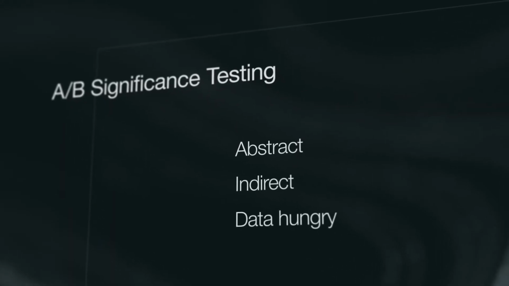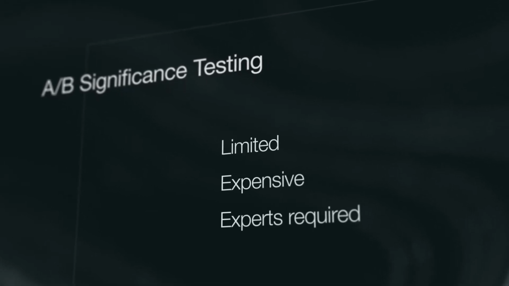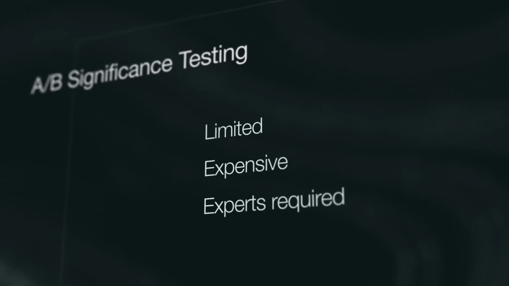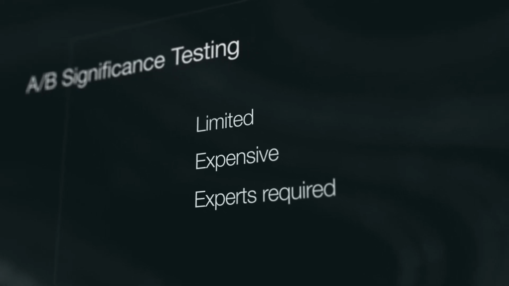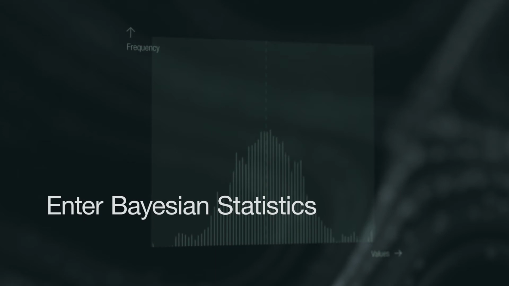The problem with significance testing is that it's abstract, indirect, and data-hungry. In practice, it's limited to testing only 2 variations at once, requires big budgets and the involvement of data scientists. Luckily, there is a solution to all these problems: Bayesian statistics.